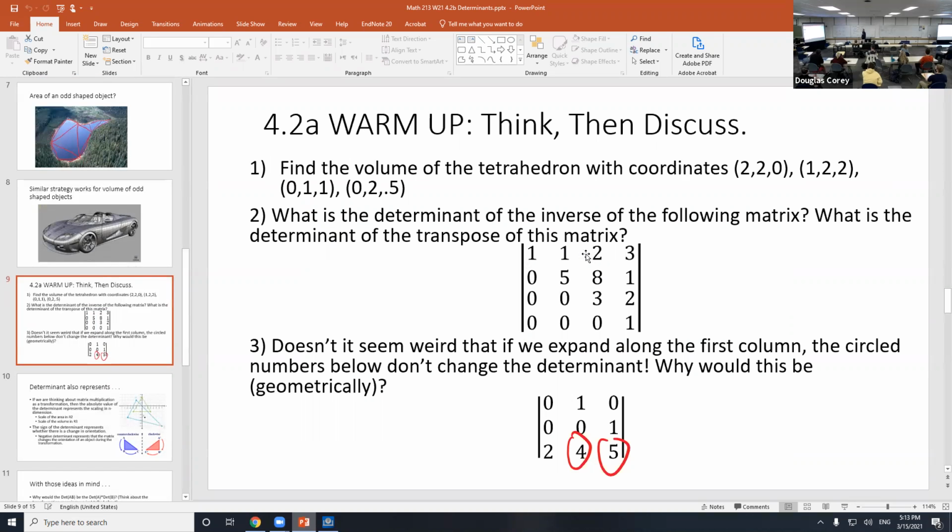Now that we've talked about that, you get to do it. So find the volume of the tetrahedron with these coordinates. And then there's a question about finding the determinant, the inverse and the transpose of this matrix. And then another kind of brain teaser there, trying to get our heads around.